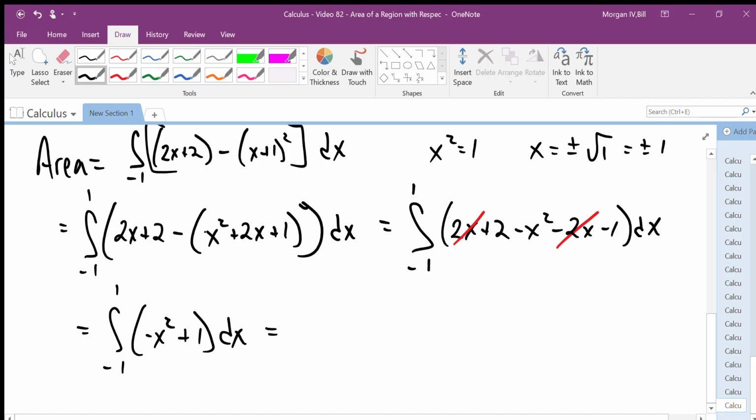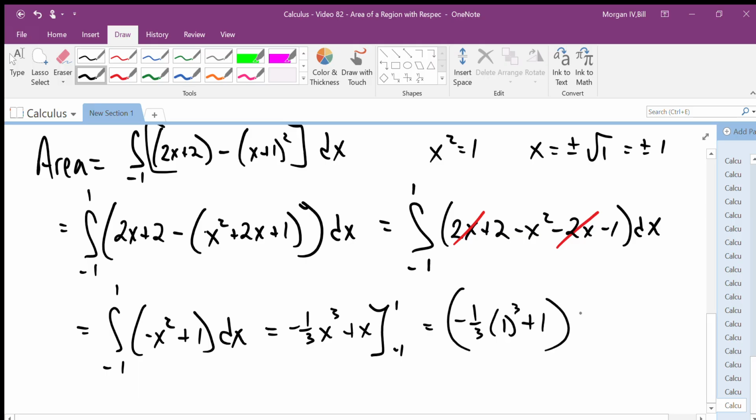And we know that the area of a region will always be positive. Okay, so moving forward, we have negative 1/3 x cubed plus x from negative 1 to 1. That would be negative 1/3 times 1 cubed plus 1 minus negative 1/3 times negative 1 cubed plus negative 1, or just minus 1.